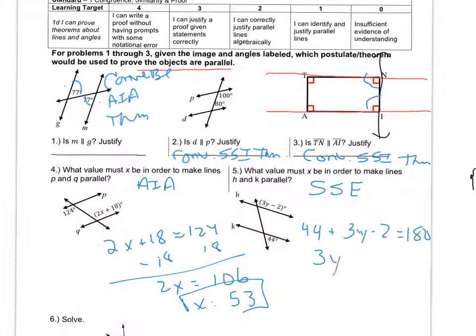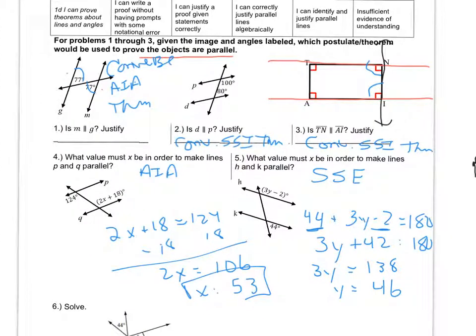Let's combine like terms here, and we will get plus 42. Notice again the 2 and the 44 are your bare numbers, and that's still equal to 180. And then our usual solving steps. Subtract 42, we should get 138, and then when we divide by 3, it looks like it may be a 46. You could double check that on a calculator.